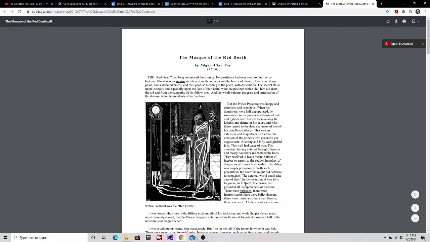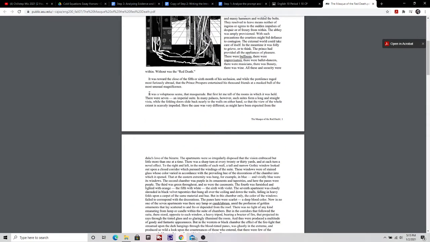Okay. So, Mask of the Red Death, it begins with this dude Prospero, who is trying to avoid this plague on his people. And he goes into this castellated abbey in order to throw this sort of party for all of the rich people of his country, right? Now, the first time that I see that revel being described is going to be, I think, right here, all right? So it says, it was a voluptuous scene, that masquerade, but first let me tell you about the rooms. So we're going to hear a little bit about the rooms, right?